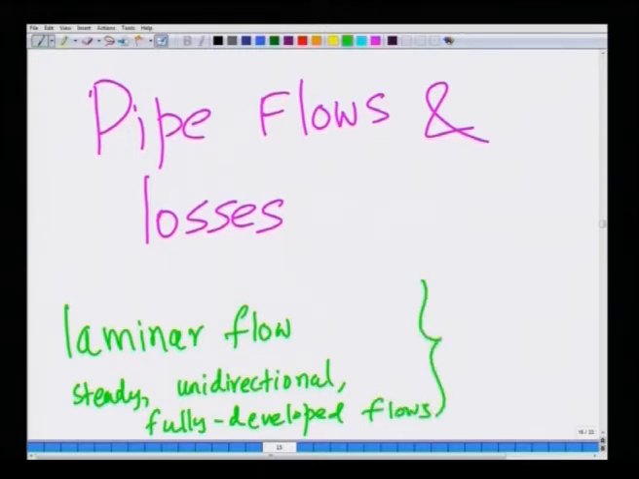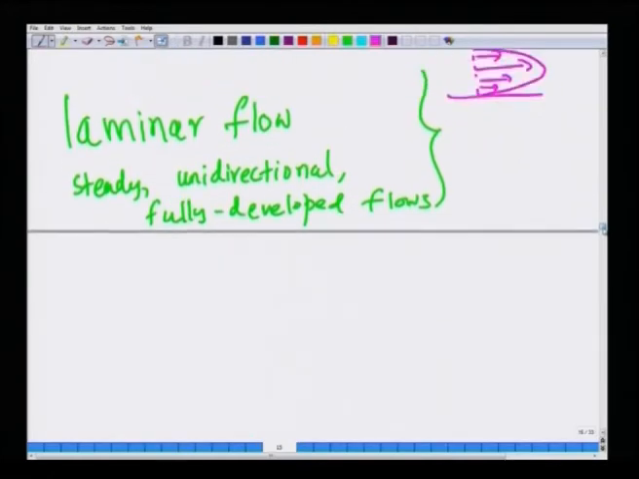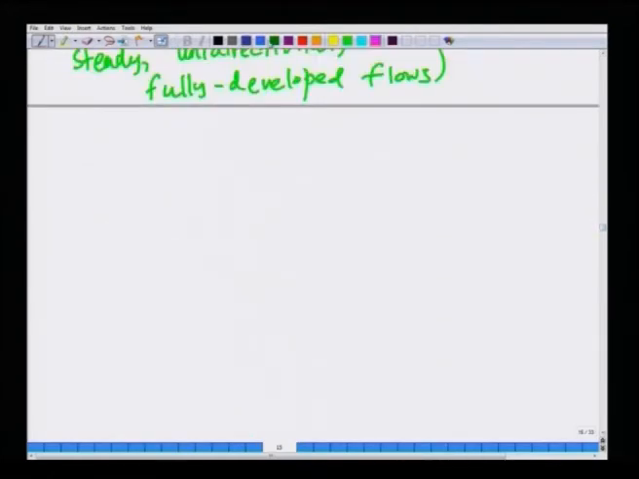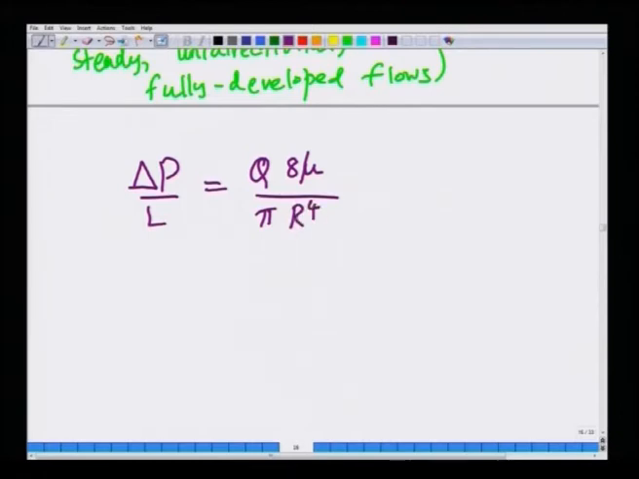Okay. Under these restrictions, we found the velocity in a pipe to be a nice parabolic distribution with respect to the radial coordinate in a cylindrical coordinate system. Okay. And using this, we also derived the relationship between the pressure drop divided by the length and the flow rate, which is Q times 8 mu. Okay. So, this is valid only for laminar flows.